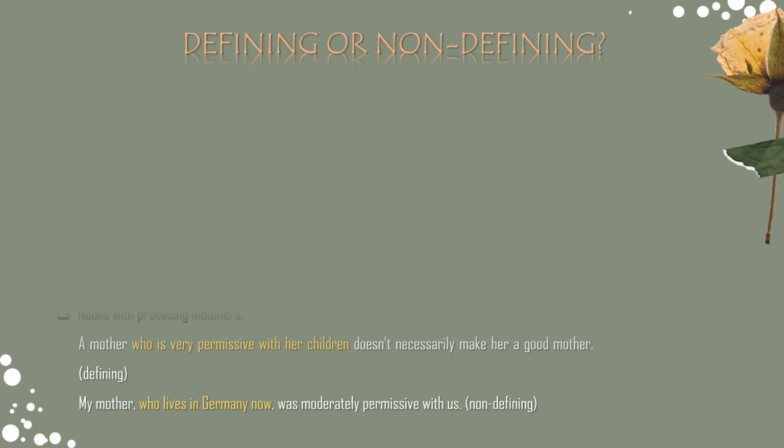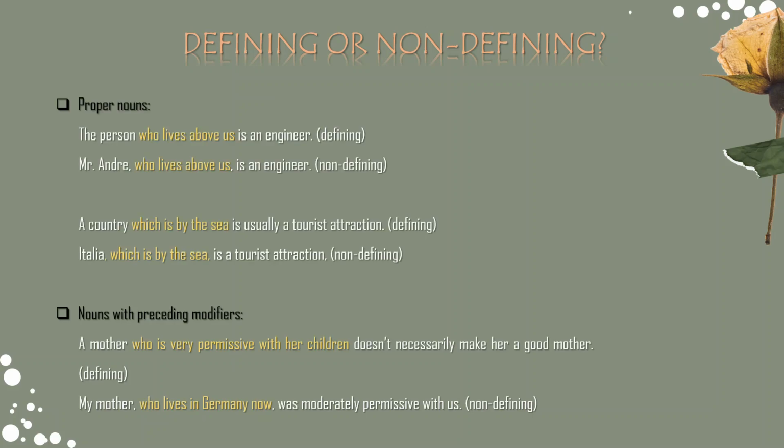Next, proper nouns. For example, the person who lives above us is an engineer, is defining. Next, Mr. Andre, who lives above us, is an engineer, is non-defining. Next, a country which is by the sea is usually a tourist attraction, is defining. Next, Italy, which is by the sea, is a tourist attraction, is non-defining.